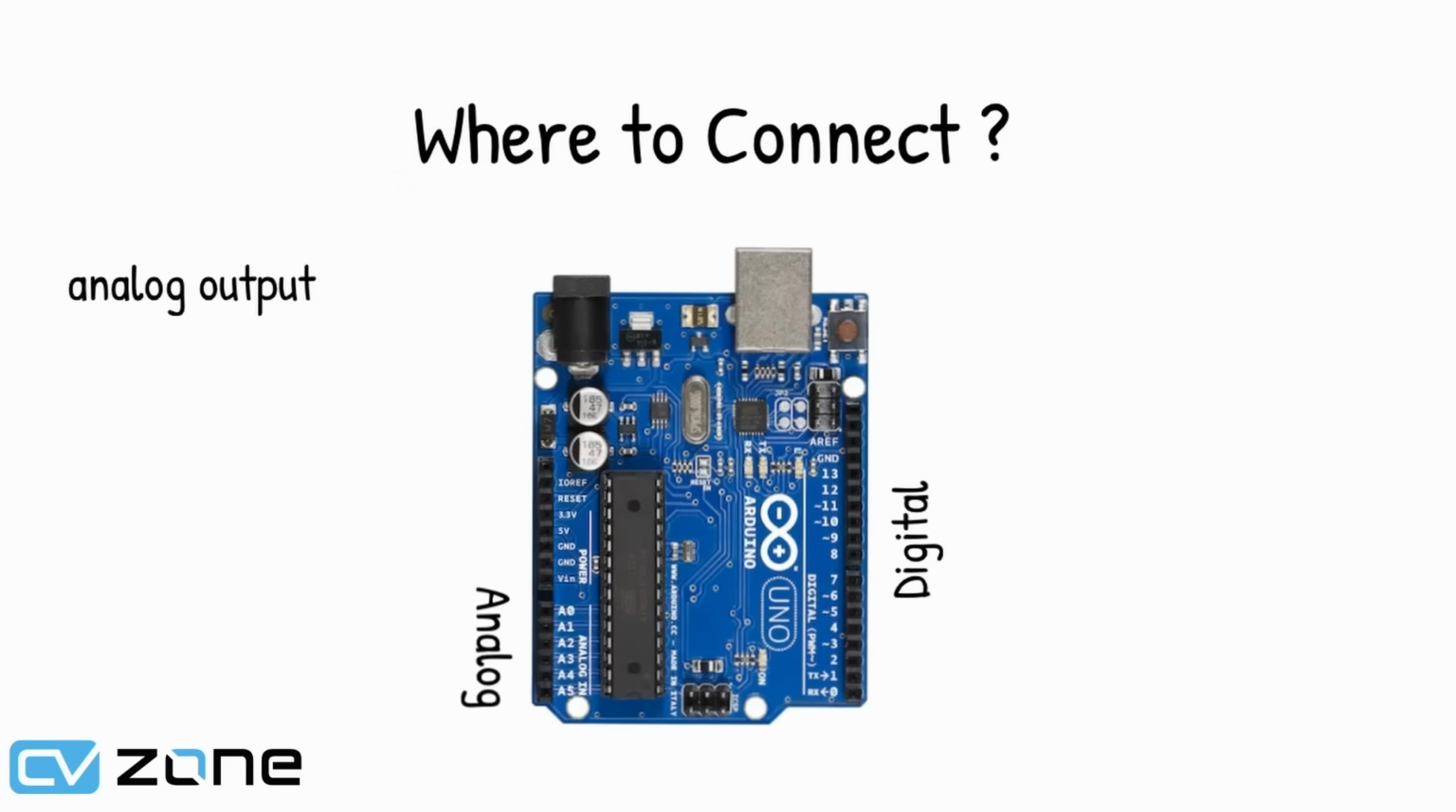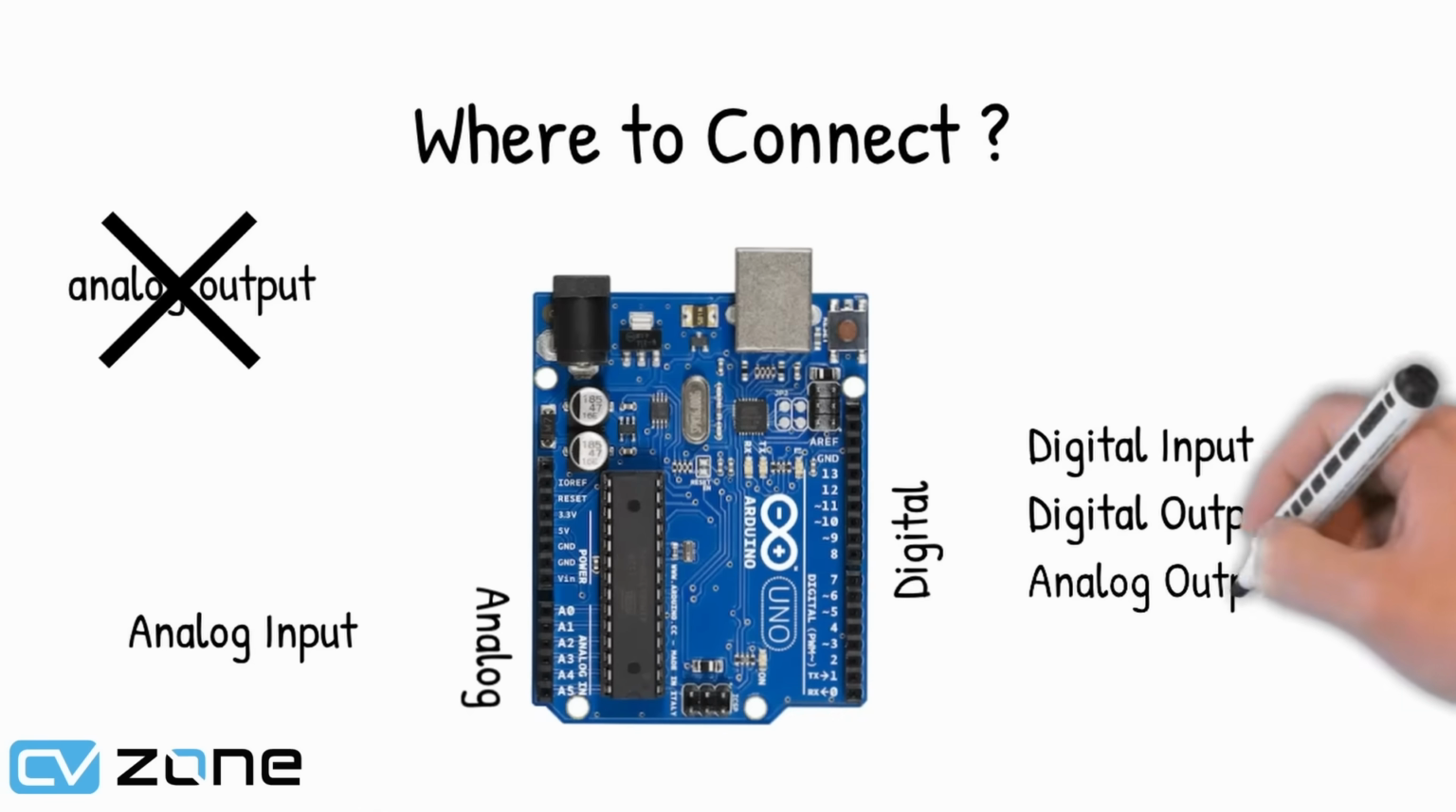Since Arduino does not have true analog output, most of the analog output devices, such as motor and dimming lights, are connected to digital pins where we send a simulated analog signal. We will discuss this more in detail in the upcoming videos. For now, we can say that the analog pins are mostly used for analog input, and for the rest, we use digital pins.